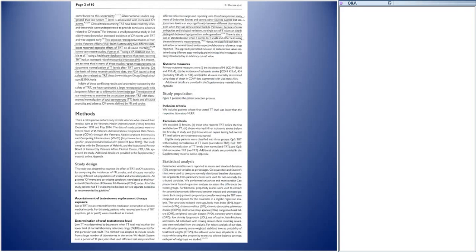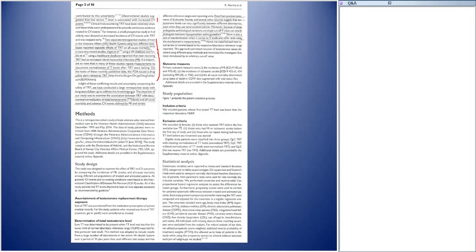Observational studies suggest that low testosterone levels increase risk. Two separate retrospective studies in the VA system using two different databases reporting opposite effects. One study by Vigen et al., harmful effects, the other study by Shores, beneficial effects. So this is the confusion in these studies. They are observational. They're pretty much very similar by design.